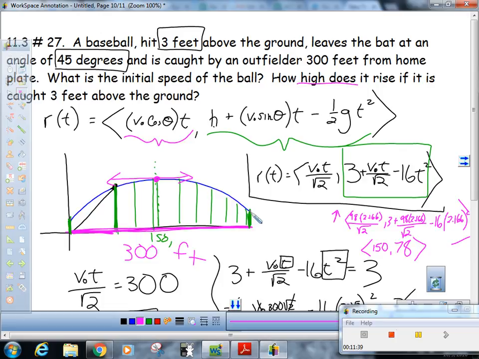Now, where are we going? The next thing we're going to think about is, guess what? This ball did not travel 300 feet. It traveled significantly further than 300 feet. It traveled 300 feet in length, but how far did it actually travel? Well, that's what we've got coming up.